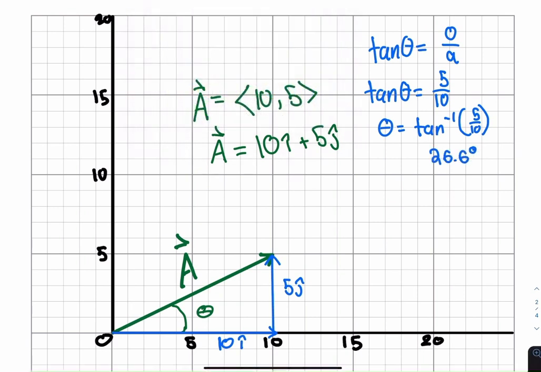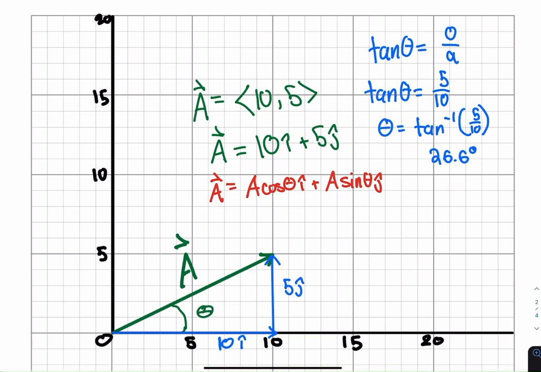Now, if A makes an angle with the positive x-axis, we can define vector A in a different way. Previously, we've shown that A is equal to 10i plus 5j. We can now say that vector A is equal to A cosine theta i plus A sine theta j. This works for all vectors whose direction is defined by the positive x-axis.